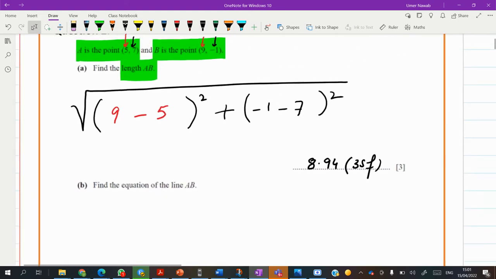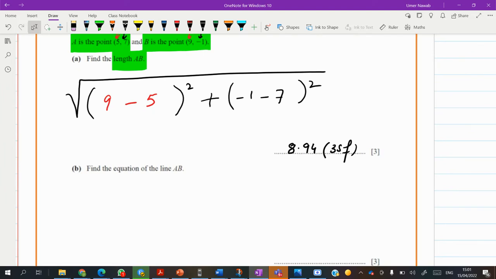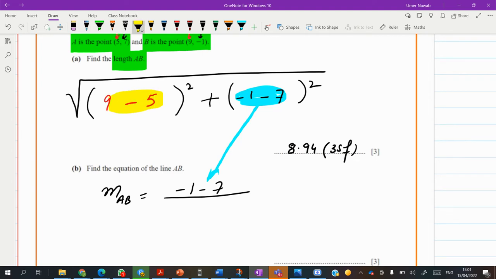Next is the equation of the line AB. To find the equation, we need to find the gradient of line AB, which is y2 minus y1 over x2 minus x1, meaning the difference. This is the difference of y coordinates. You have to write it here: -1 minus 7. And the difference of the x coordinates, you have to write in the denominator. So I'm going to write here 9 minus 5, which is -8 over 4, which gives us -2.